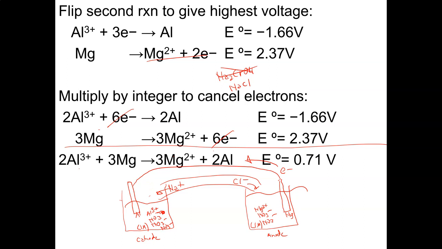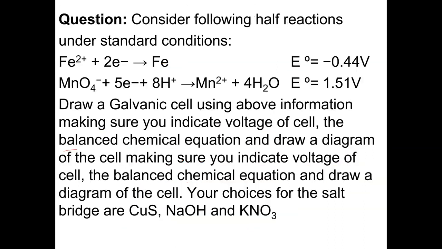So our overall voltage is 0.7 volts, and these are all the components you need to be able to draw. If you can't draw this, then that means there are gaps in your understanding that you need to resolve. All right, here's another one. Draw a galvanic cell using the above reaction, making sure you indicate the voltage of the cell, the balanced chemical equation, and draw a diagram of the cell.